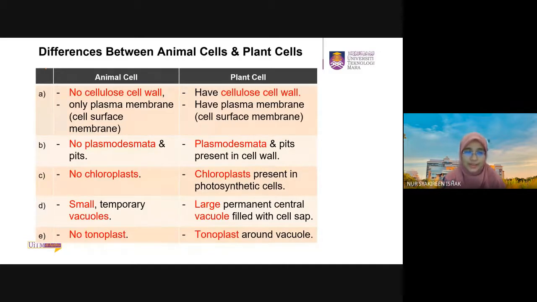So for animal cell, obviously they don't have any cell wall, they only have plasma membrane, so that's why the shape of the animal cell is irregular. As for plant cell, they have a cell wall made up of cellulose. They also have obviously plasma membrane, or we can call it cell membrane. Okay, cell surface membrane. Kejap ya. Okay, so cell membrane.